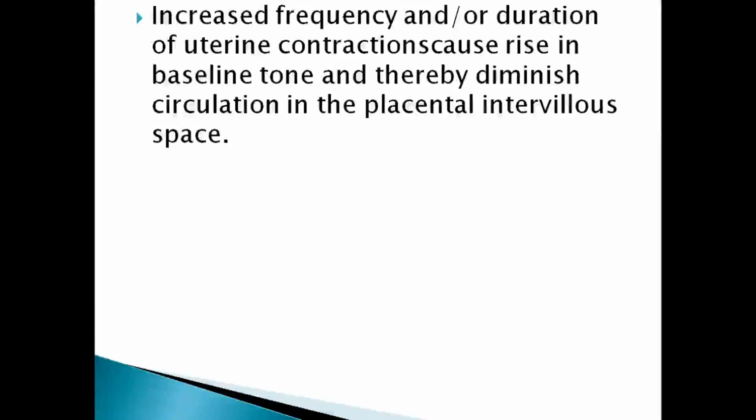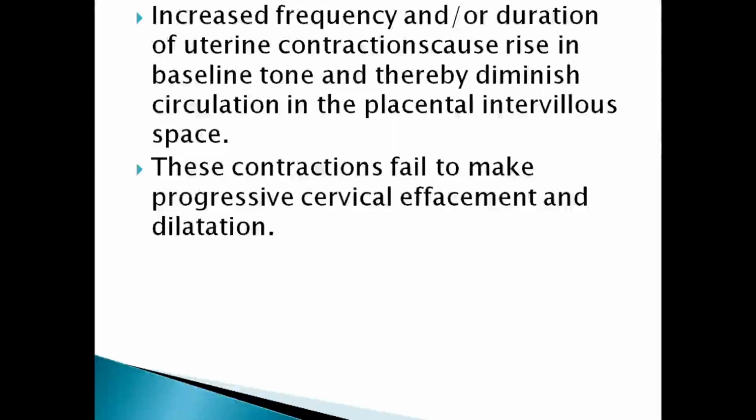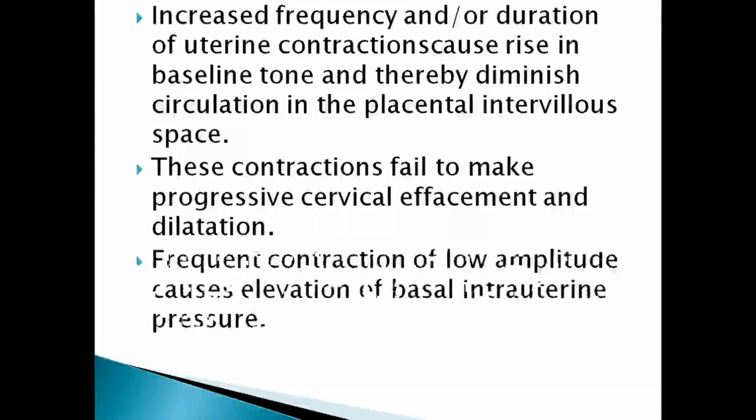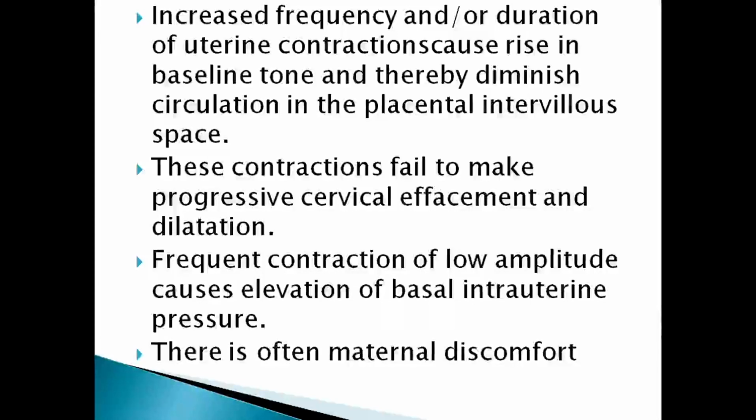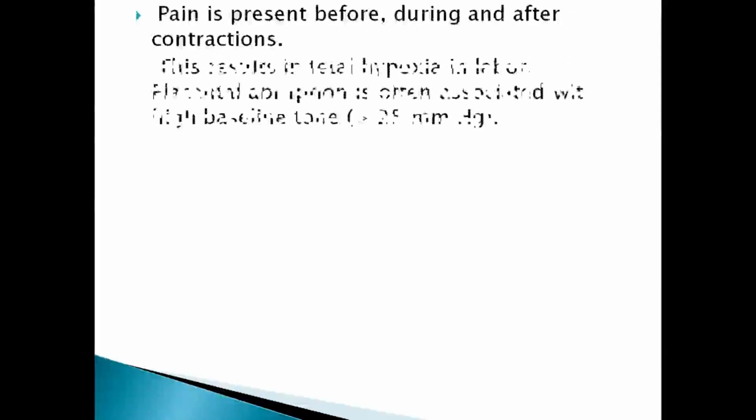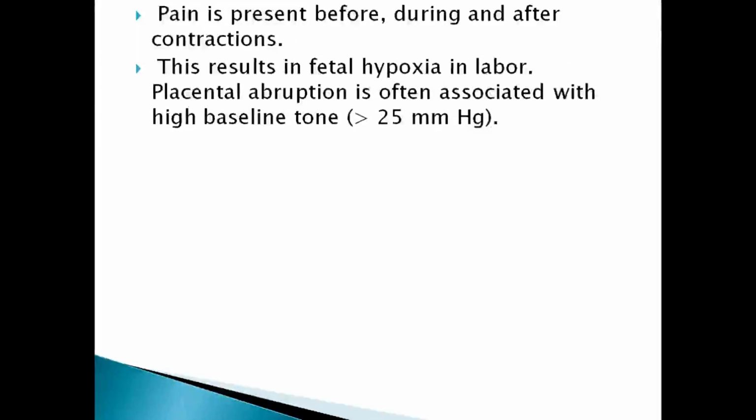Increased frequency and duration of uterine contraction cause a rise in baseline tone and thereby diminish circulation in the placental intervillous space. These contractions fail to make progressive cervical effacement and dilatation. Frequent contractions of low amplitude cause elevation of basal intrauterine pressure. There is often maternal discomfort. Pain is present before, during and after the contraction. This results in fetal hypoxia in labor.